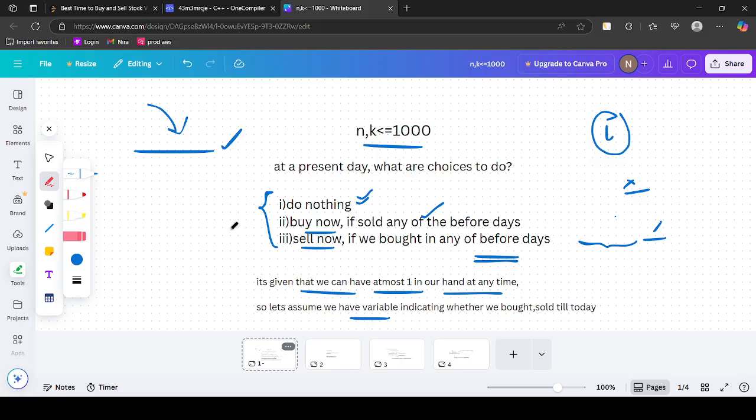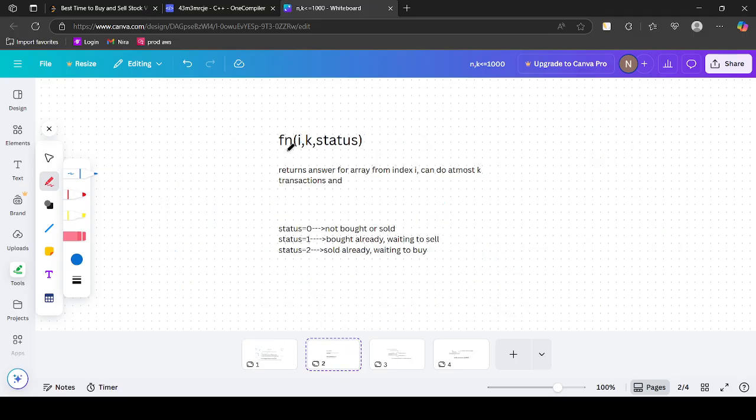How can we know that we bought or sold till index i? We have to have a parameter saying that if it is 0, it is something, if it is 1, it is selling, something like that. So what is the function value? Let's assume function f(i, k, status). i is the present index, because we want the answer from that index, and k represents the number of transactions remaining, and status we will discuss now. This function f(i, k, status) returns the answer for the array from index i, where we can do at most k transactions, and we are returning the maximum value.